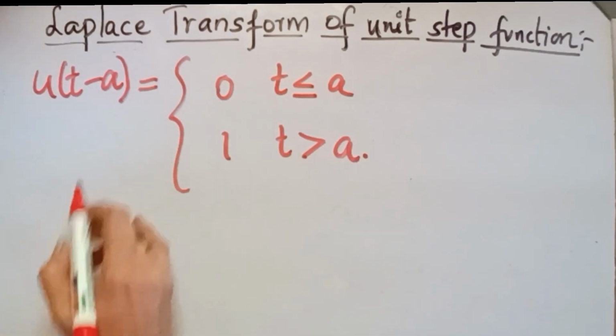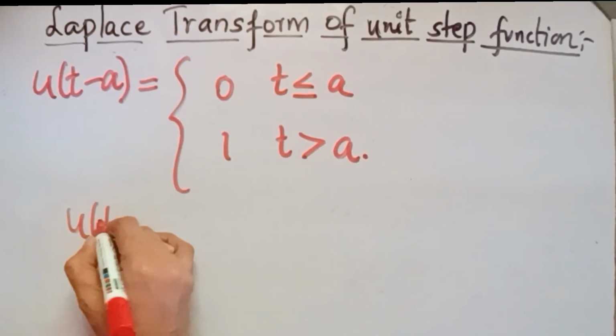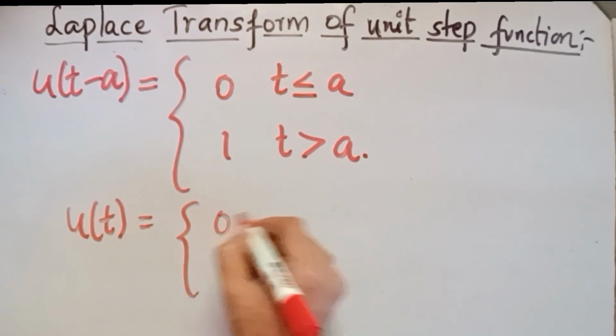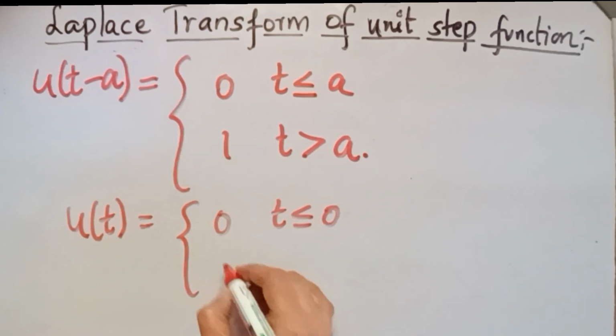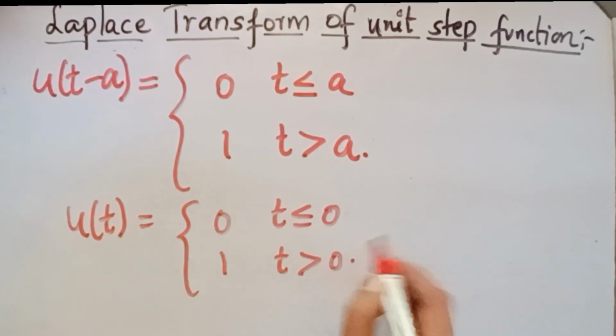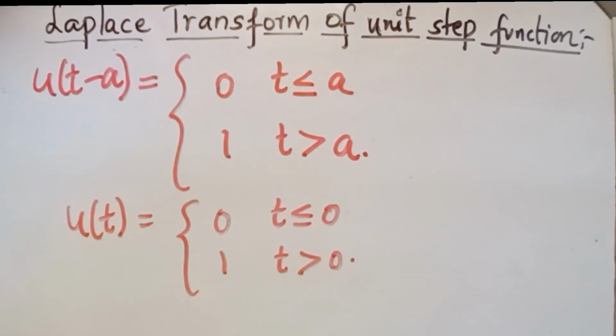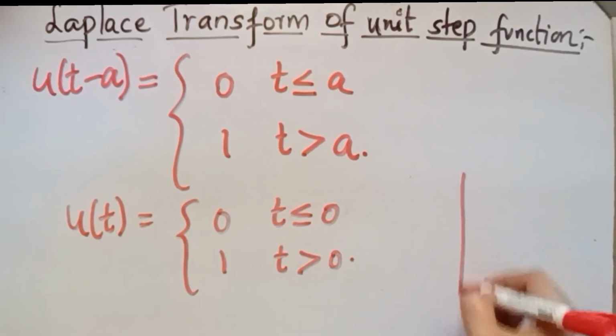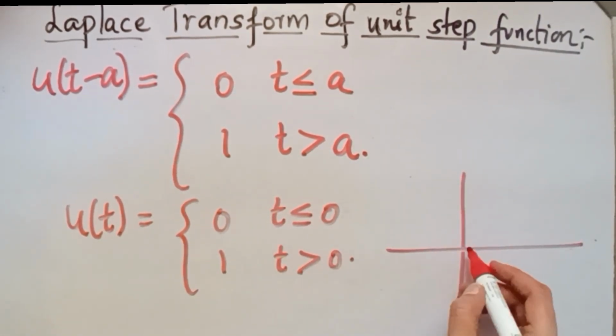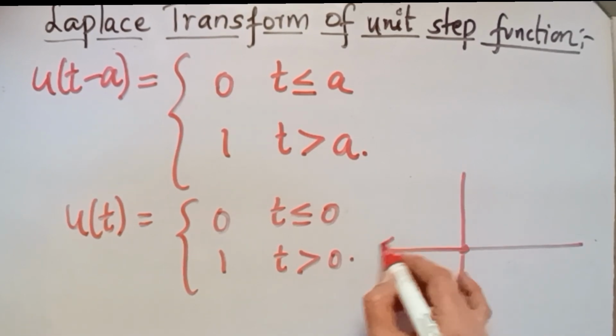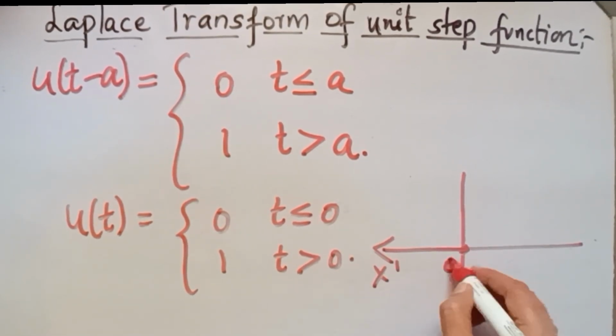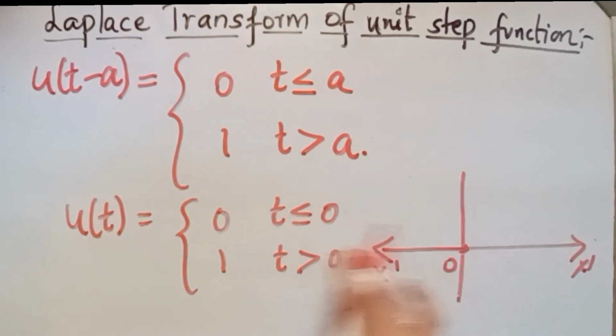And in particular, if a equal to 0, then you will get u of t as 0 if t less than or equal to 0, 1 if t is greater than 0. So it is called as unit step function or Heaviside function because here, see, when t less than 0, it is towards the negative x-axis. This is extension. It is 0.